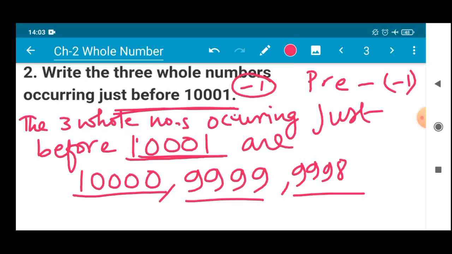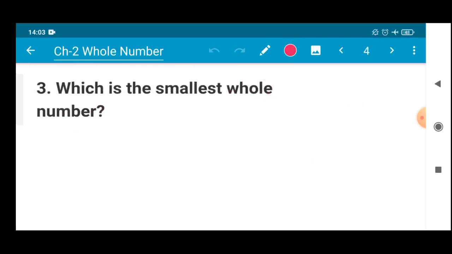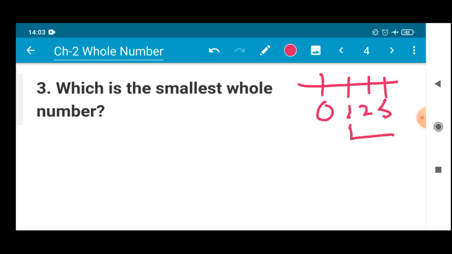So let's proceed to question number 3. Question number 3 states: which is the smallest whole number? In a number line, I have told you many a time, whenever we are counting whole numbers, we always start from 0, isn't it? Whole numbers always start from 0, then comes 1, 2, 3. Whenever you count from 1, that becomes your counting number or natural number, N, right? And whenever we start with 0, then it is considered a whole number, W, right?